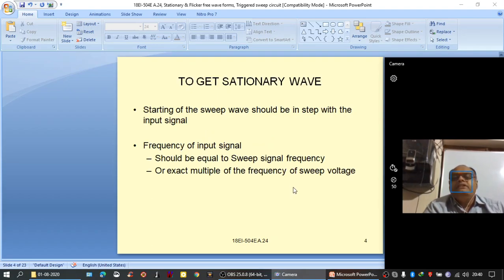To get a stationary wave on the CRO screen, the starting off of the sweep should be in step with the input signal. That is, both the sweep signal and the vertical input signal should be applied simultaneously. In step means both at the same time to the deflection plates, one to the vertical deflection plate, the other one to the horizontal deflection plate.